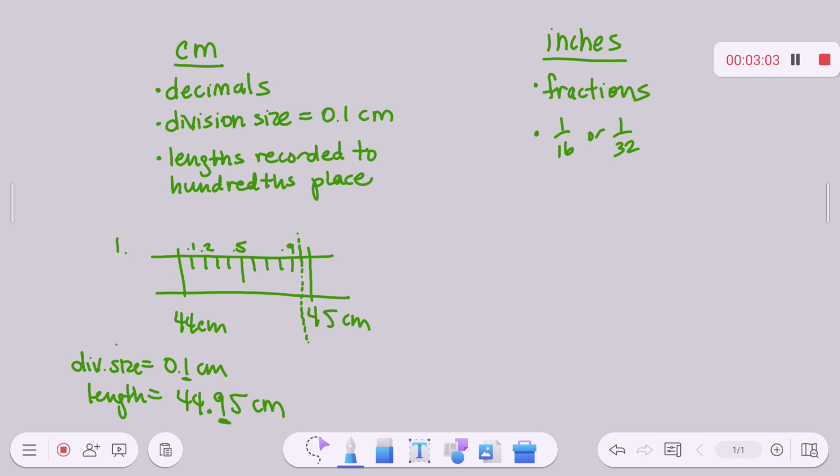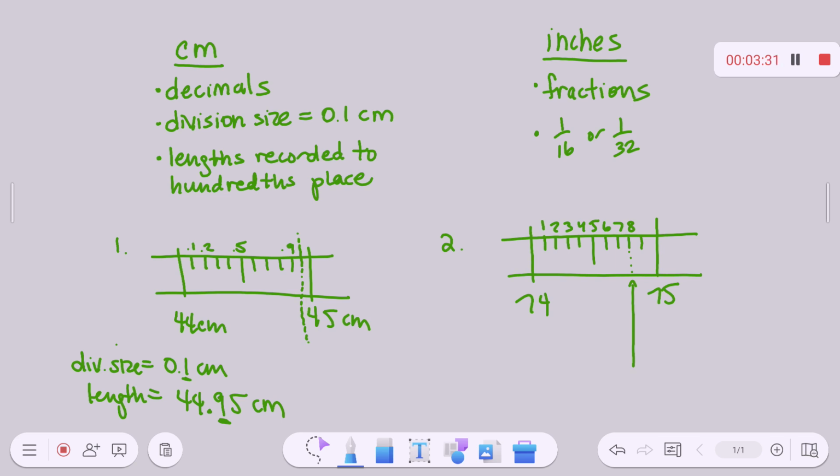Okay? All right. Do I need to do 1 more of those, or do you understand that? 1 more? Take a look at number 2. For number 2, you've got 74 to 75. So here's 74. You have 1, 2, 3, 4, 5, 6, 7, 8, 9, 10 divisions. And then you're falling on the 1, 2, 3, 4, 5, 6, 7, 8. You're falling right here.